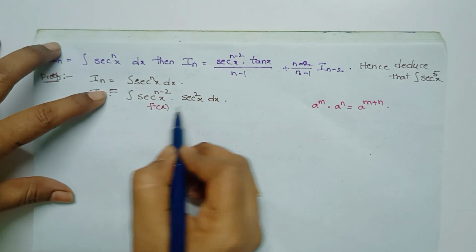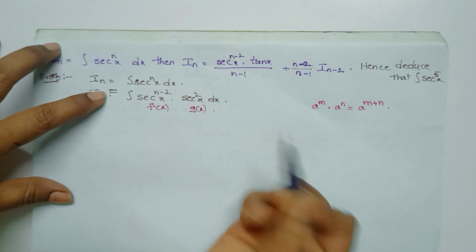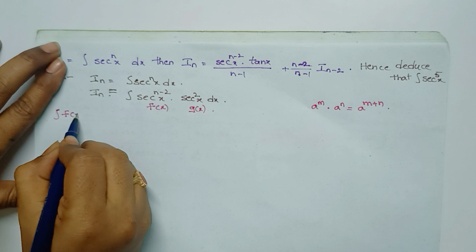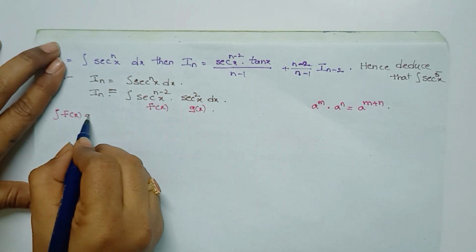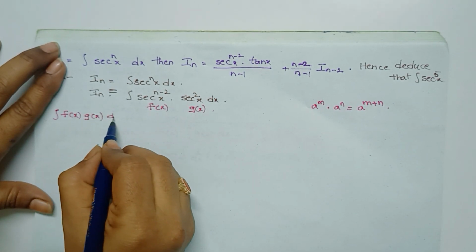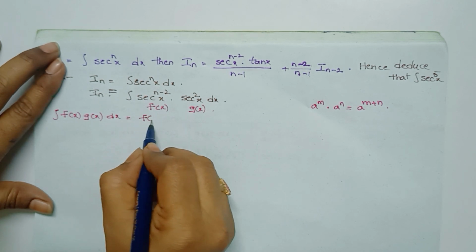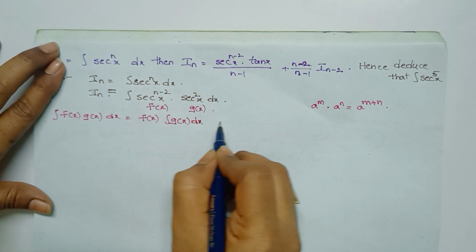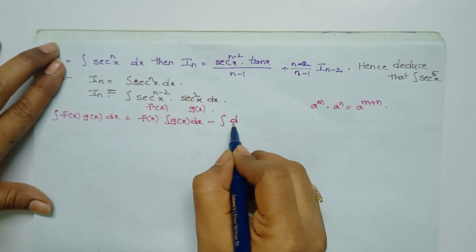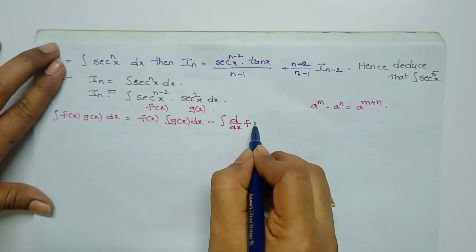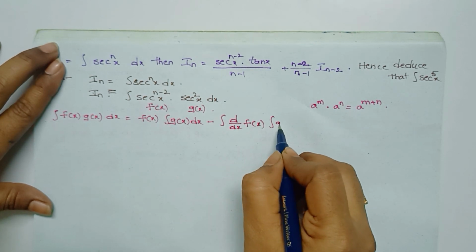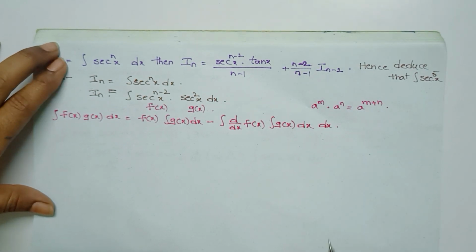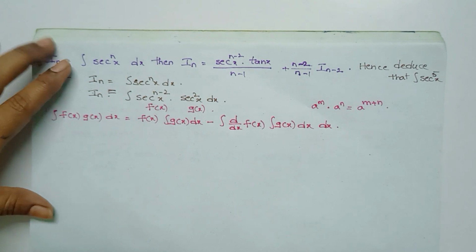This we take as f of x, and this we take as g of x. The integration by parts formula is the integral of f of x into g of x dx is equal to f of x into the integral of g of x dx minus the integral of d by dx of f of x into the integral of g of x dx, whole dx. Okay? We apply this formula.